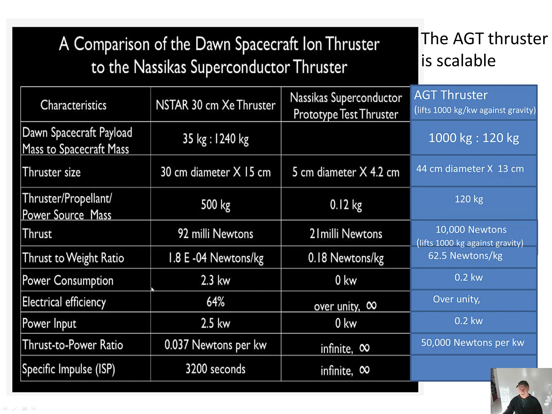Power consumption here is 2.3 kilowatts, here it is 0.2 kilowatts. Electric efficiency is 64% here. Here it is over unity. Also, this one is also over unity. Power input is only, here it is 0 kilowatts, here it is 0.2 kilowatts. Thrust to power ratio, infinity, is 50,000 newtons per kilowatt. So this is the big difference, 50,000 newtons per kilowatt.